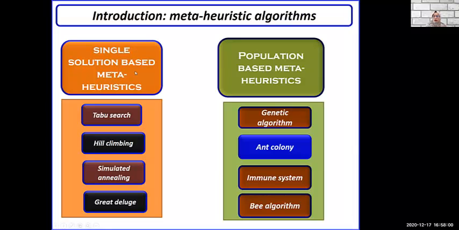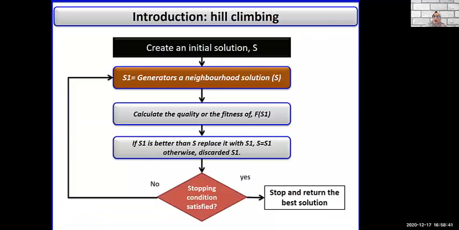We have single solution based meta-heuristics, which are Tabu search, hill climbing, simulated annealing, great deluge, and many more. And we also have population-based meta-heuristics, for example, genetic algorithm, ant colony, immune system, bee algorithm, harmony search, scatter search. There are many more population-based approaches. So this is just an example. So this is the revision about hill climbing.